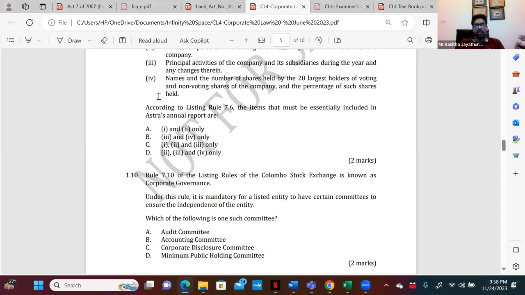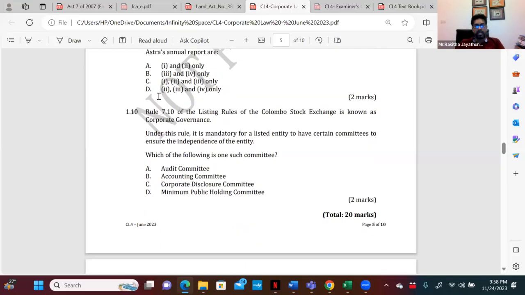Then finally, another question from there. Rule 7.10 of the listing rules of the Colombo Stock Exchange, known as corporate governance. Under this rule, it is mandatory for a listed entity to have certain committees to ensure the independence of the entity. Since you are doing subjects like audit and assurance, definitely you must be familiar with it. You don't need law knowledge to answer this question. What are those committees? Which of the following is one such committee? Under corporate governance rules, there's nothing called an accounting committee. There's nothing called a corporate disclosure committee. There's nothing called a minimum public holding committee.